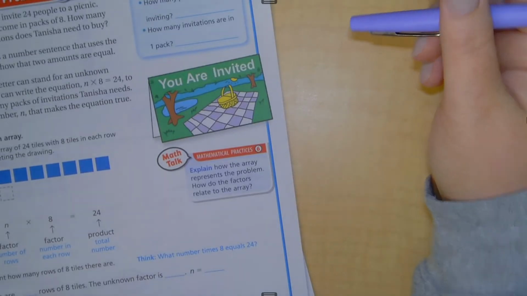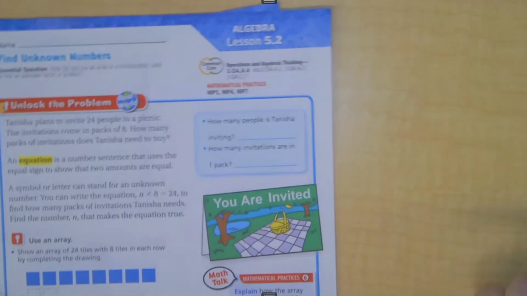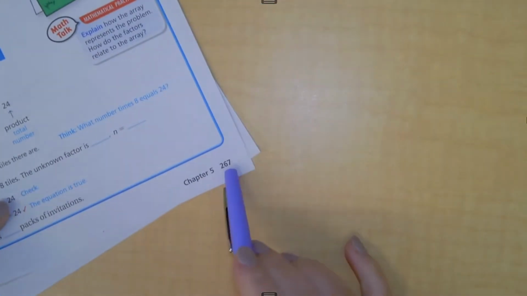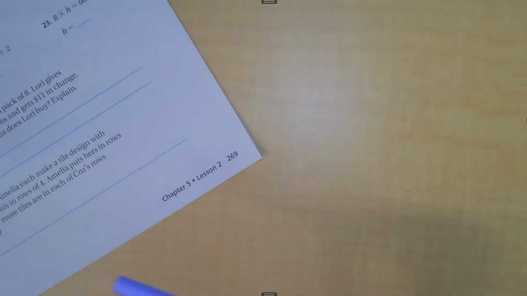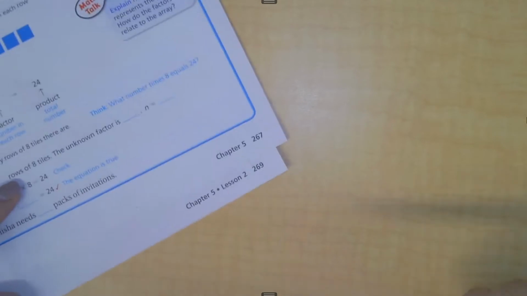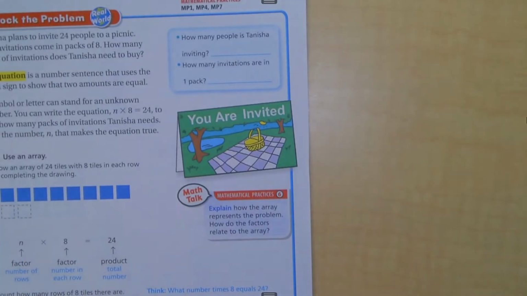Good morning, class. Today we are working on lesson 5.2 in your GoMath book. You are going to need pages 267 and 269. So if you have not torn them out yet, please pause the video and go grab those 2 pages out of your math book. All right, let's get started.